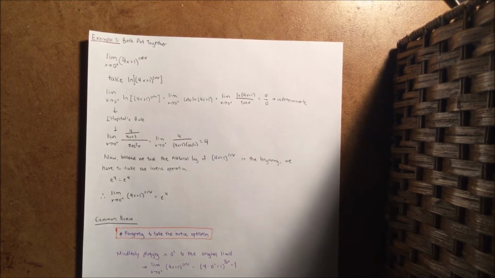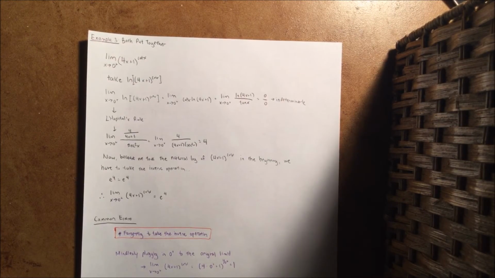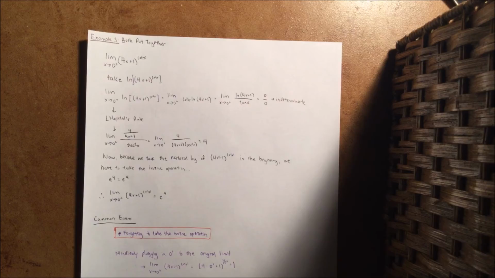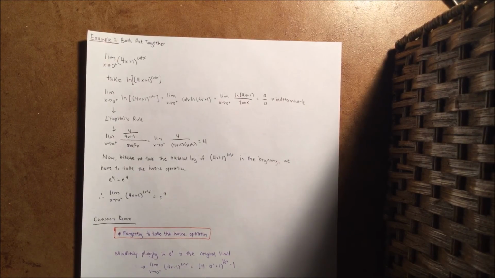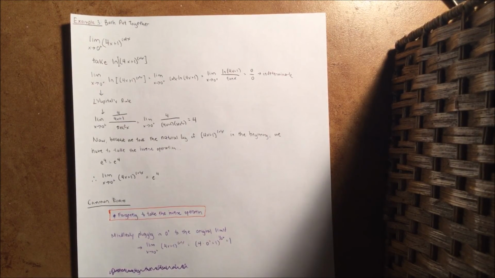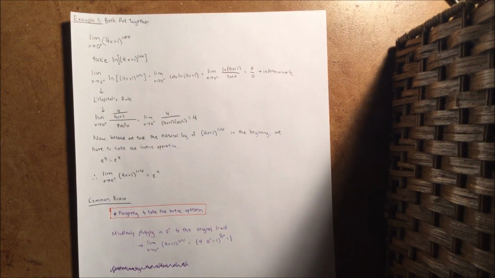Now, some common errors. This is essentially a combination of the errors of the previous two problems. The first and most common mistake is forgetting to take the inverse operation, that is, to put e to your answer of the limit of the natural log. Essentially, as before, just take the inverse operation of what you did when you took the natural log of the initial problem in order to solve it. Again, mindlessly plugging 0 from the right into the original limit will yield an answer of 1, which is obviously incorrect. That is all, I think.